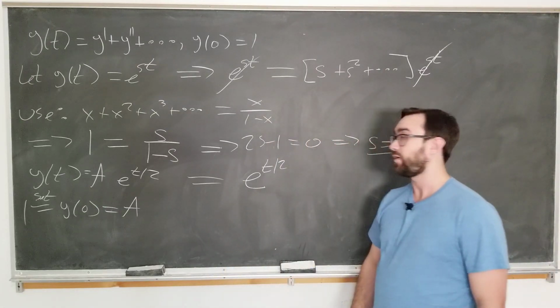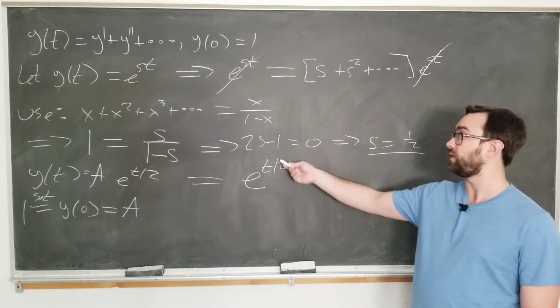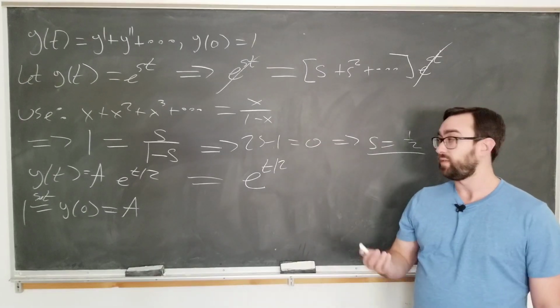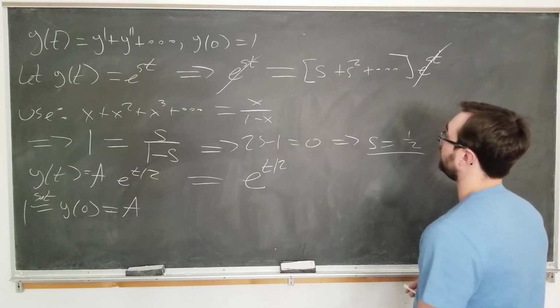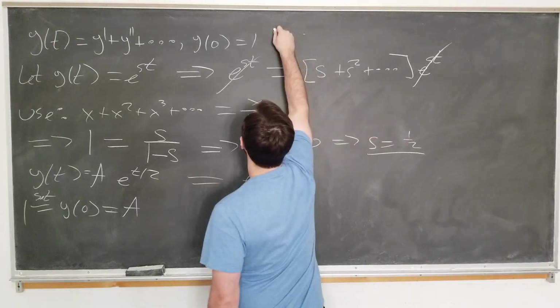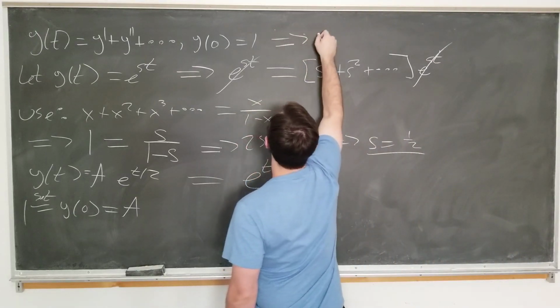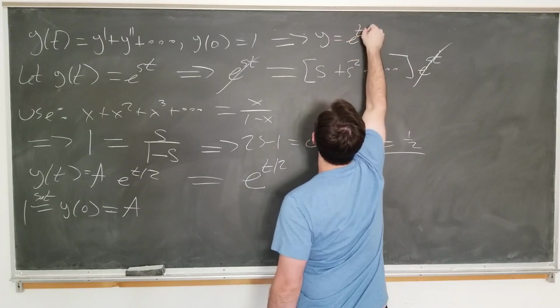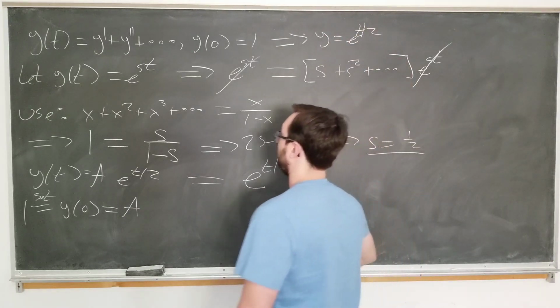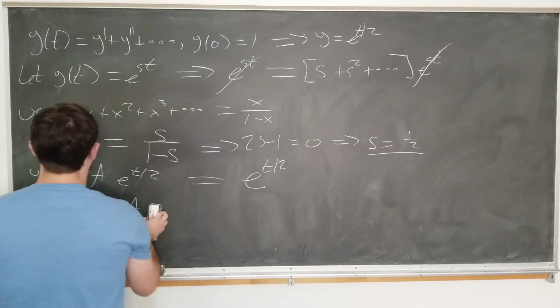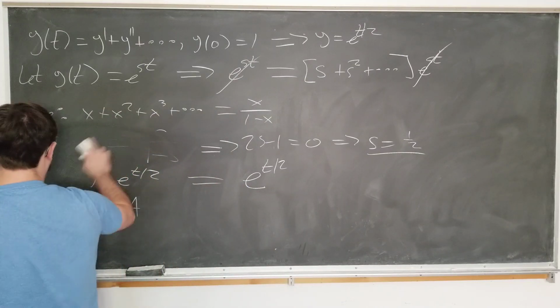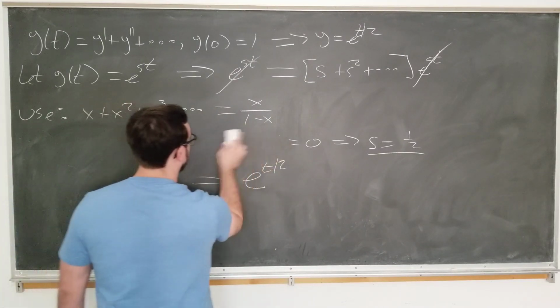And what I find interesting is that if we plug this into the equation, we do indeed get the result. So let's go ahead and do that. This tells us that y is equal to e to the t over 2. We've just solved it. Let's go ahead and plug this in. I'm going to need this formula again, so I'll just keep it here.